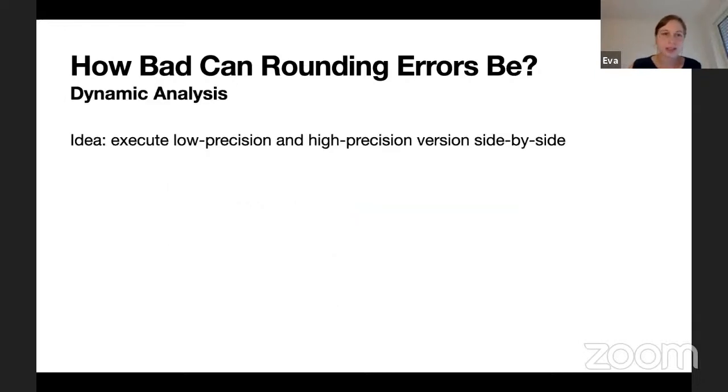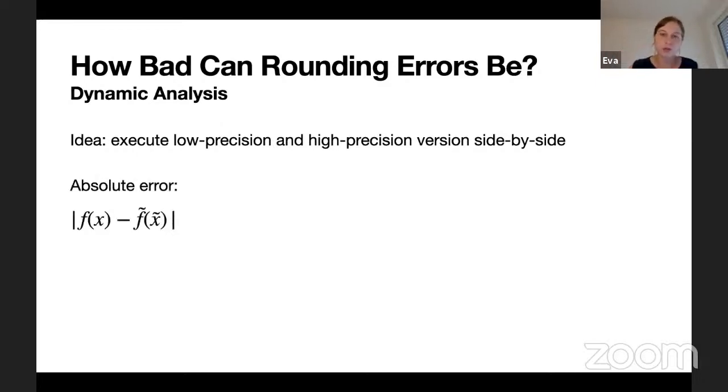Well, before we go to the static analysis, I want to give you some brief idea of how we could use a dynamic analysis, because I think this is going to make a few things clear down the line. So if we just want to do some testing to get an idea of how large the round-off errors can be, what we can do is take a version of the program. I'll call this the low precision version. So for instance, this could be a single 32-bit precision floating point arithmetic. And we'll run it side by side with a high precision version. And then we'll compare the results and see how much they differ.